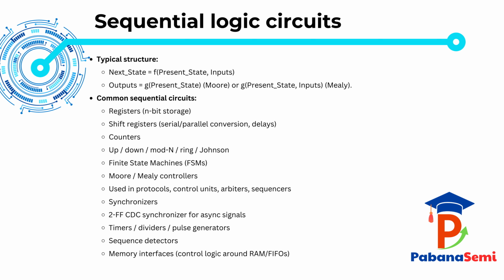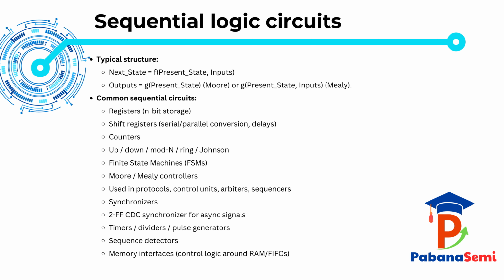5. Synchronizers. Sometimes signals come from outside and are not aligned with the clock. So we use synchronizers to make them safe. A common one is the 2 flip-flop synchronizer to reduce metastability risk. 6. Timers, dividers, pulse generators, used to create delays, slower clocks, and pulses of required width. 7. Sequence detectors. These detect a pattern, like 1011 in a serial input stream.